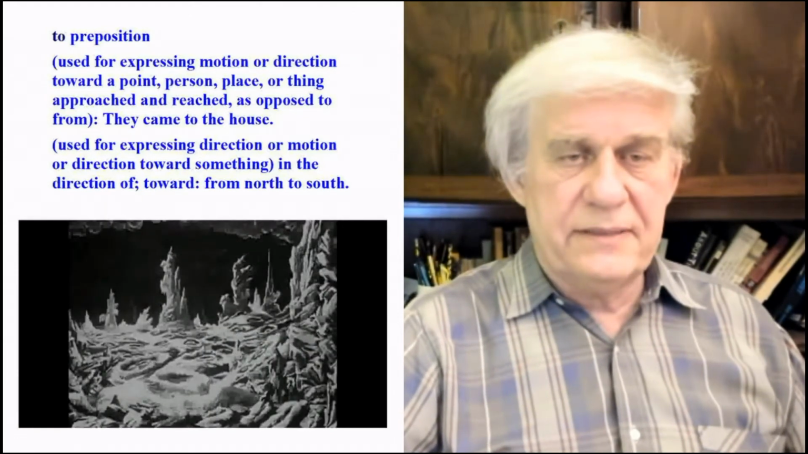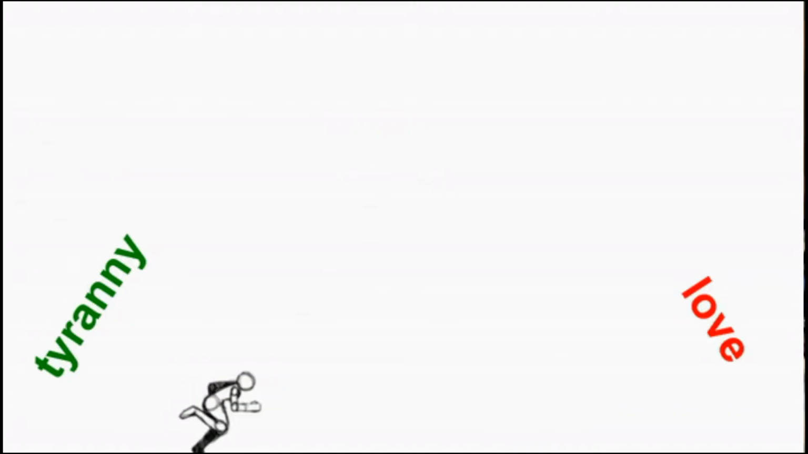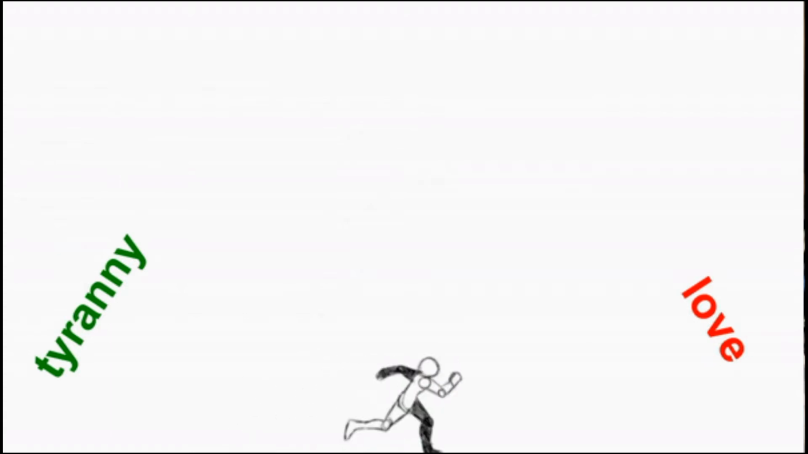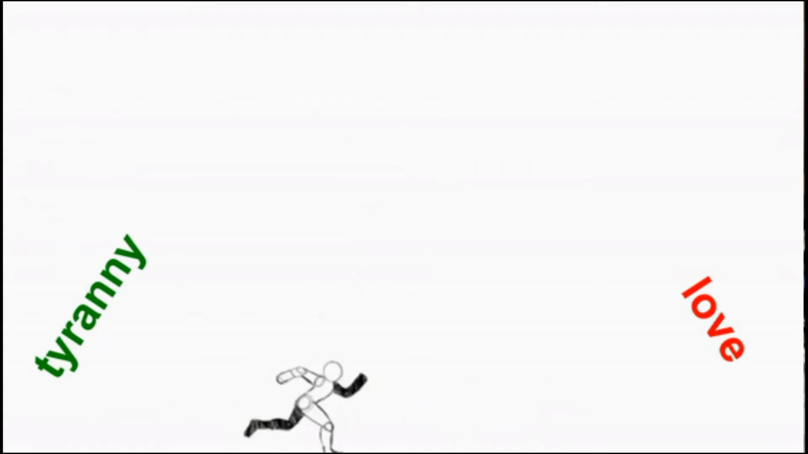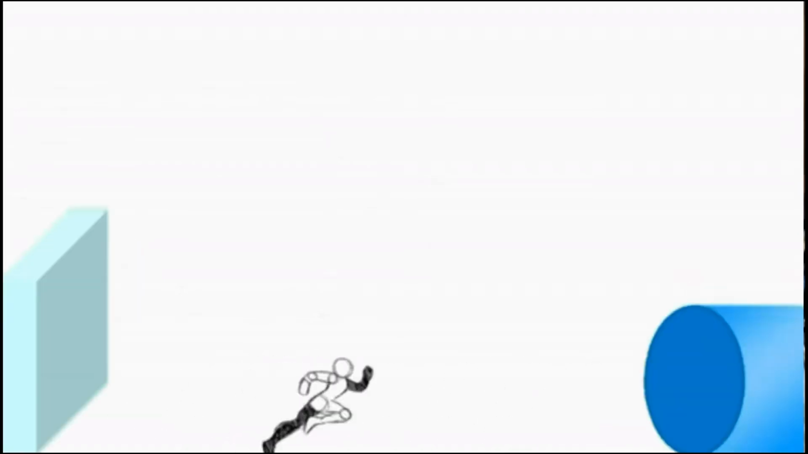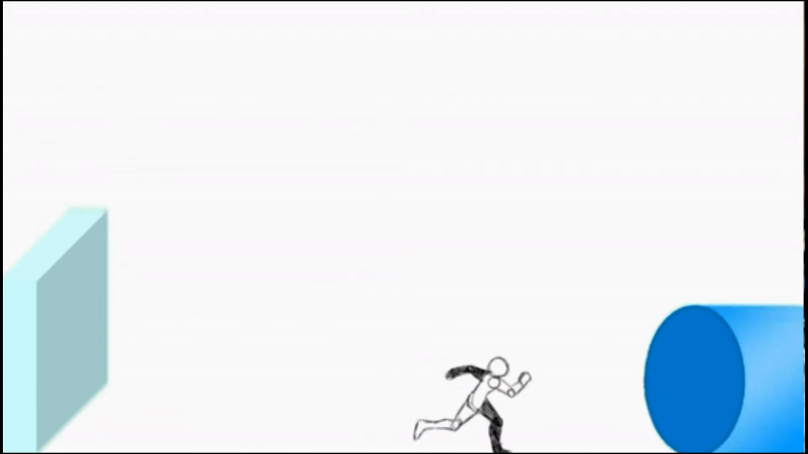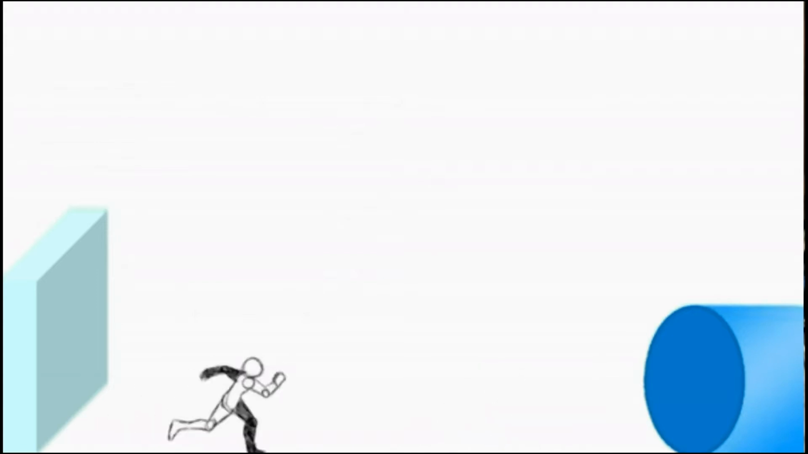So here it is, summary. You can't run towards love. You can't run towards a concept. And you can't run from or away from a tyranny, a concept, like in this case, tyranny, okay? No, in science, we run from objects, like in this case, a wall to a cylinder or to a pipe. Okay, you have to run from object to object. Okay, hopefully that all makes sense to some of you at least.